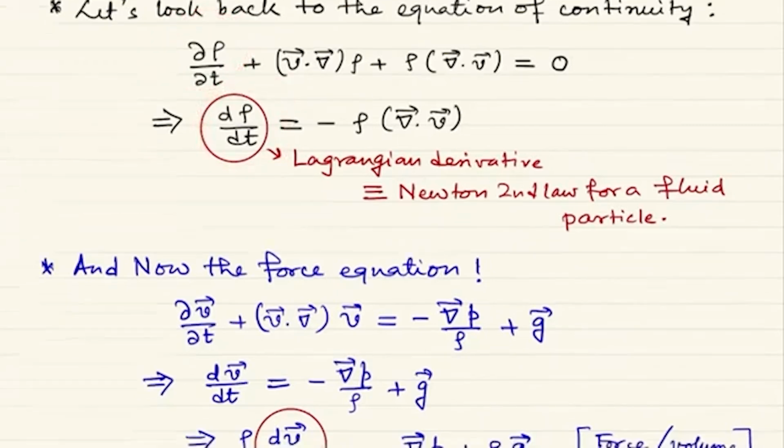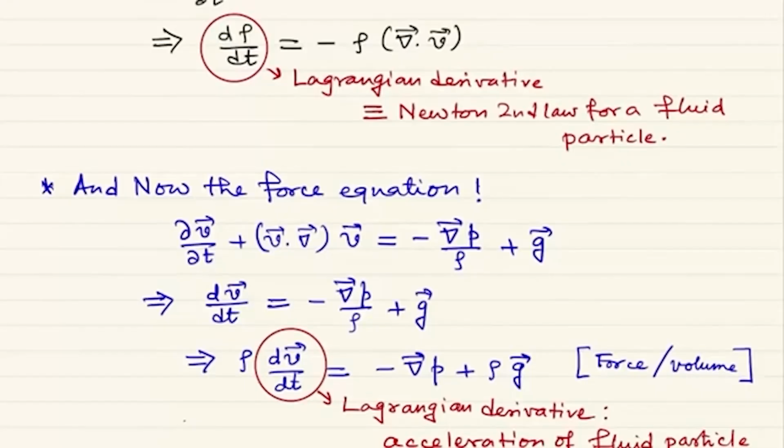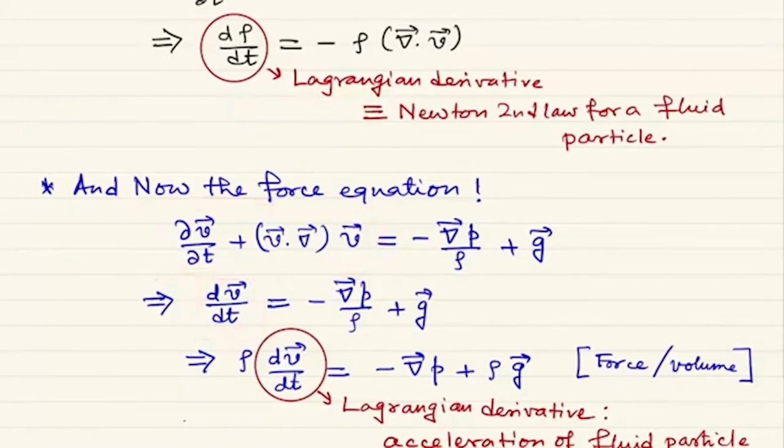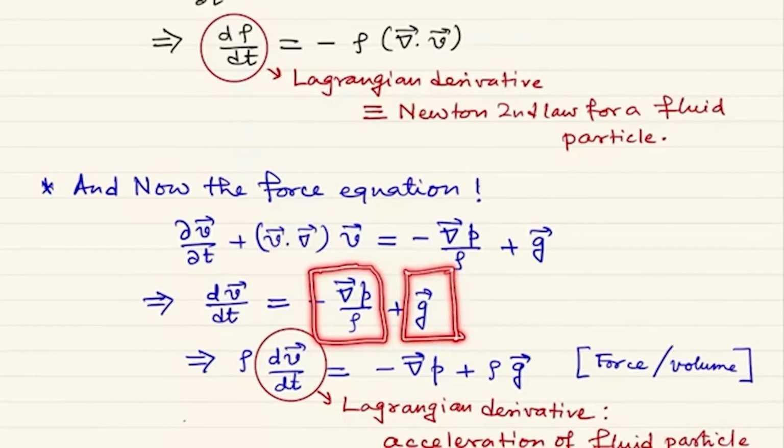Now just have a look at the force equations. The force equation is written like this: ∂v/∂t + (v·∇)v = −∇p/ρ + g. So what is this? This is nothing but dv/dt, the acceleration of a fluid particle. Finally you see that the total force per unit mass acting on that fluid particle is given by the sum of these two terms.